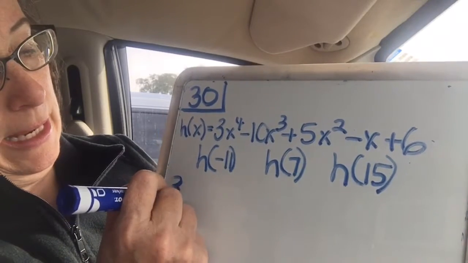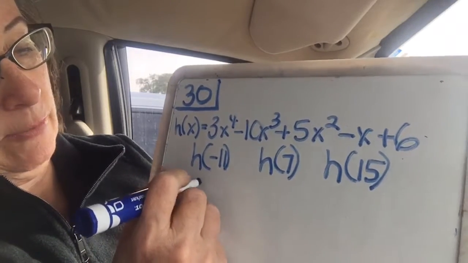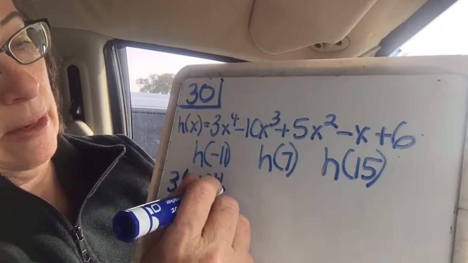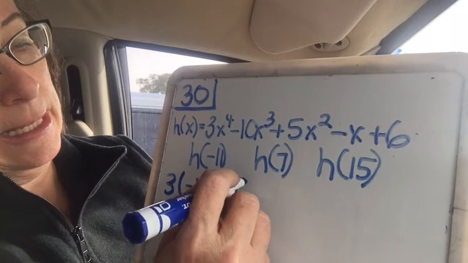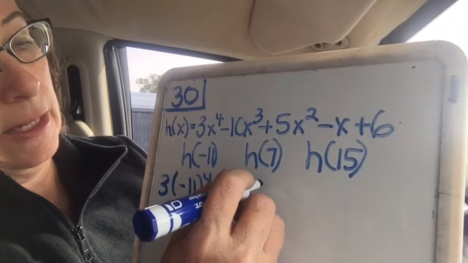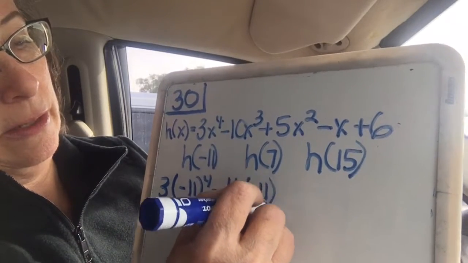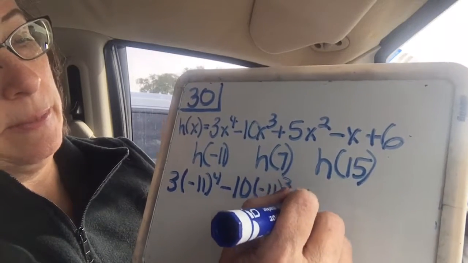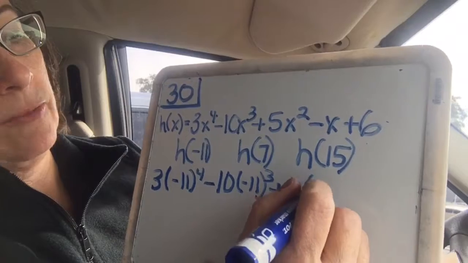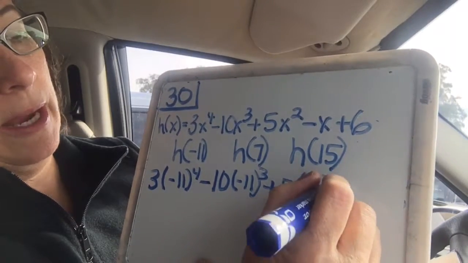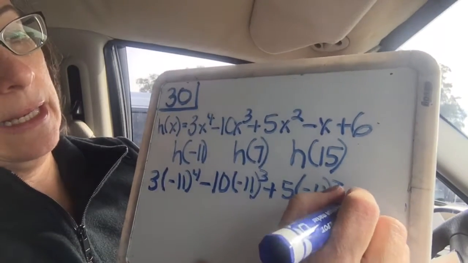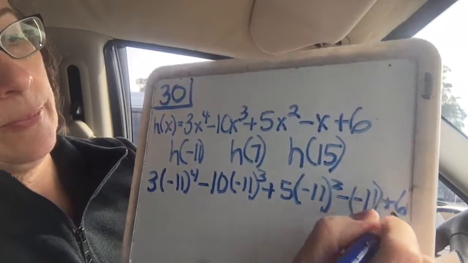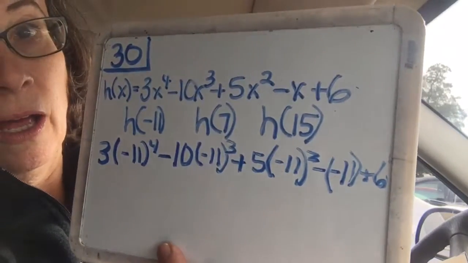So we got 3 times -11 to the 4th, okay, and then minus 10 times -11 to the 3rd, and then plus 5 times -11 squared minus a -11 plus 6. Okay, so all of those things.